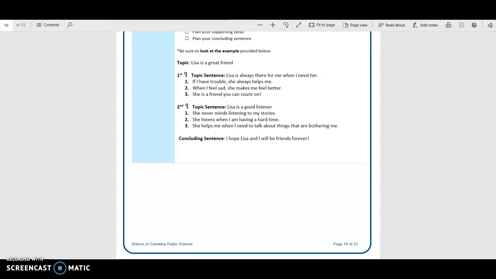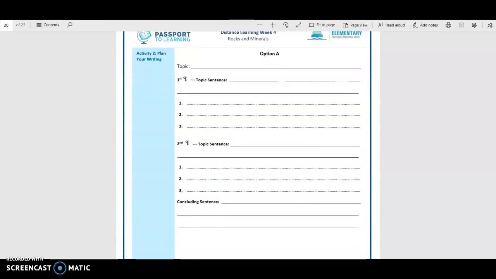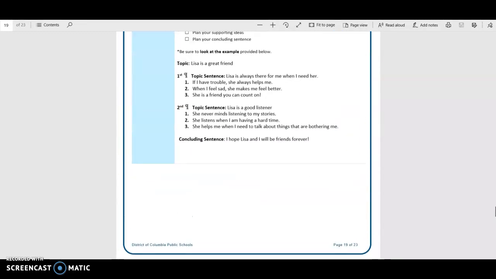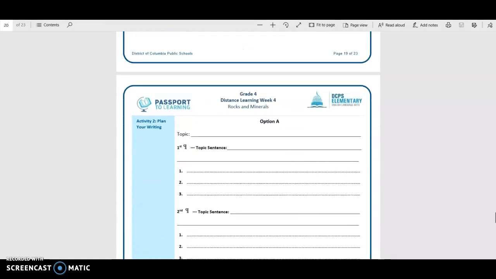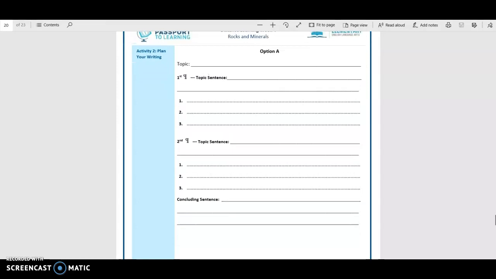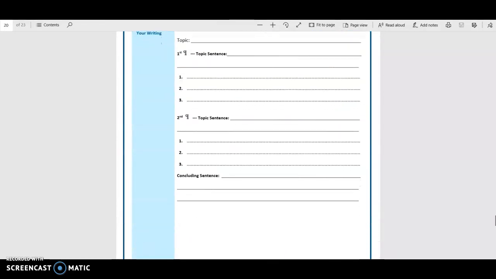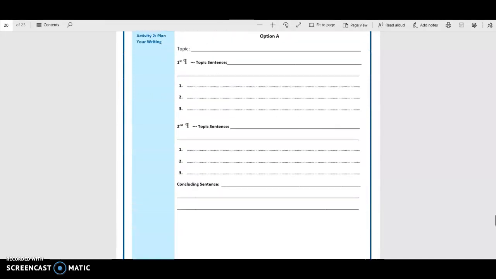You notice that each paragraph has its own topic sentence, but it all relates back to the main topic, which is that Lisa's a great friend. Each sentence after the topic sentence relates back to the topic sentence and to the main idea. So use either one, not both, of the transitional outline organizers down here. I suggest option 1 because it is the easiest and it mimics the example provided, which is more helpful, and use that to plan your essay.